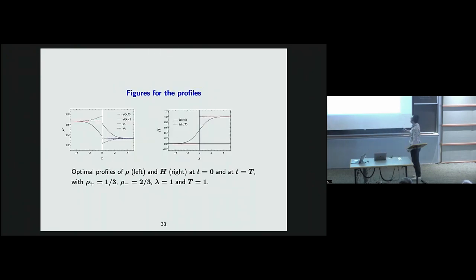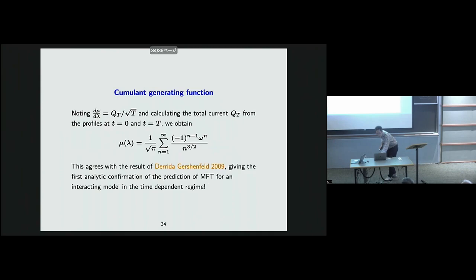Now we could draw some figures for these density profiles, which realize some rare events, atypical current fluctuations. This kind of thing had not been possible before our solution. We could also study the cumulant generating function explicitly by putting the solutions of the MFT equations into the MFT action. For the particular case of these two densities, we found that this agrees with the microscopic calculation result. So we think this is the first analytical confirmation of the prediction of MFT for an interacting model in the time-dependent regime.